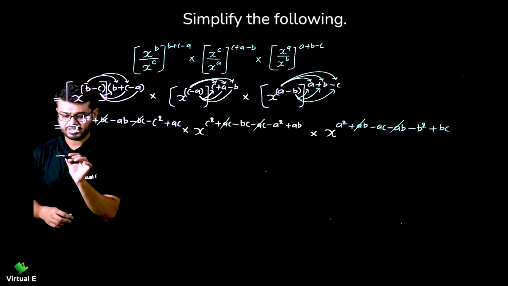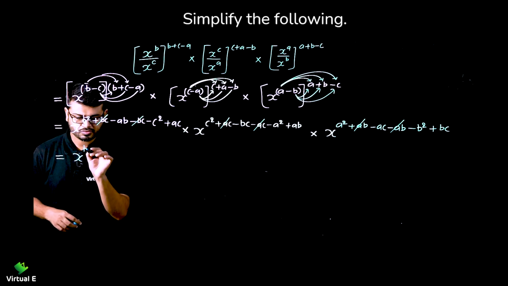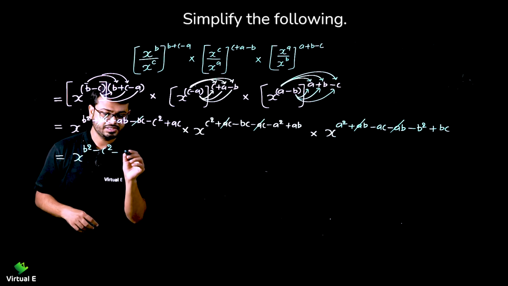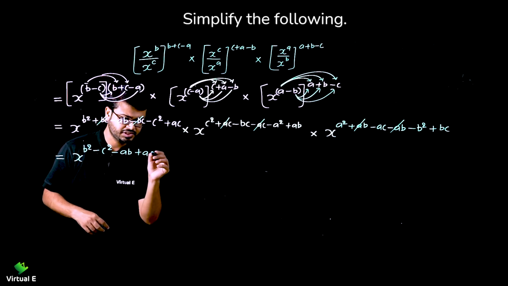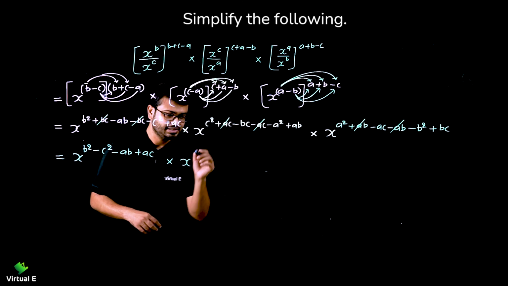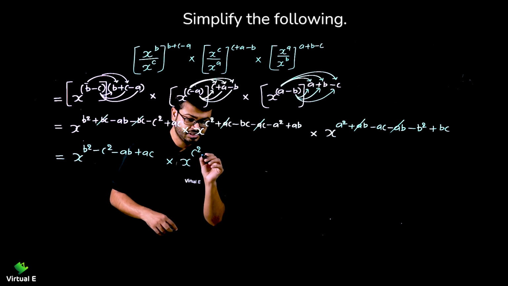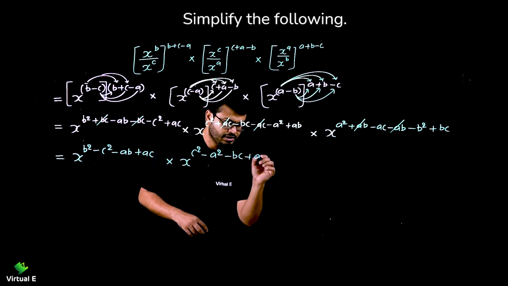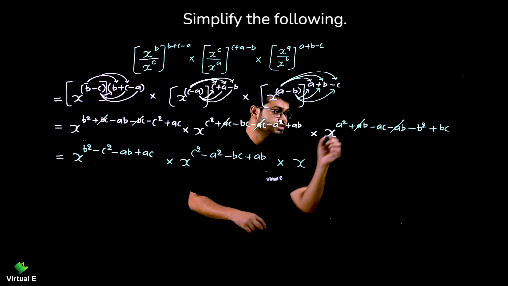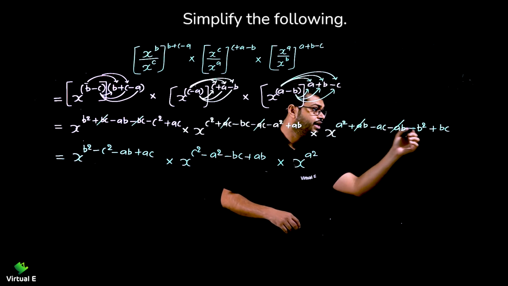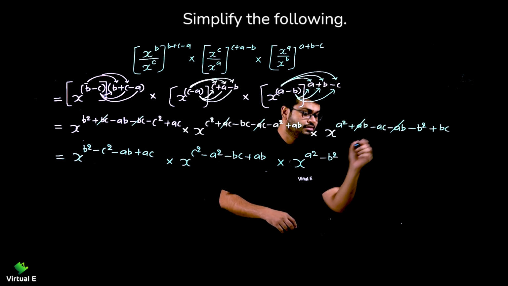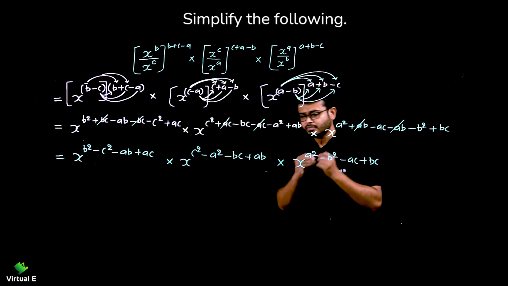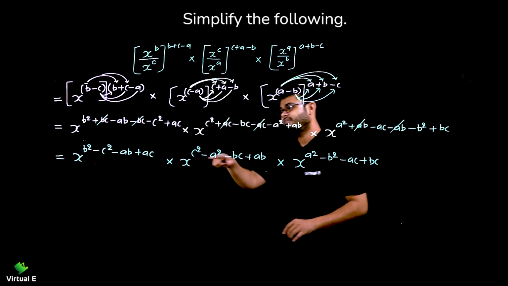So let's write with this square, x raised to here b square, then let's take the square one, b square minus c square, then minus ab and plus ac. For the second, let's see c square, and here square power is minus a square, then minus bc and plus ab into x raised to here a square, then we have minus b square over here and minus ac, and what we are left with plus bc. Done.